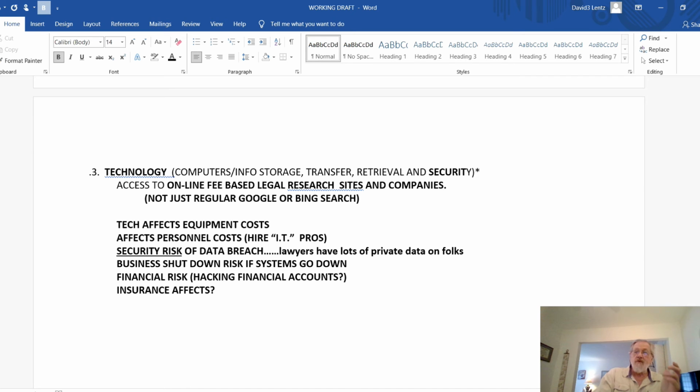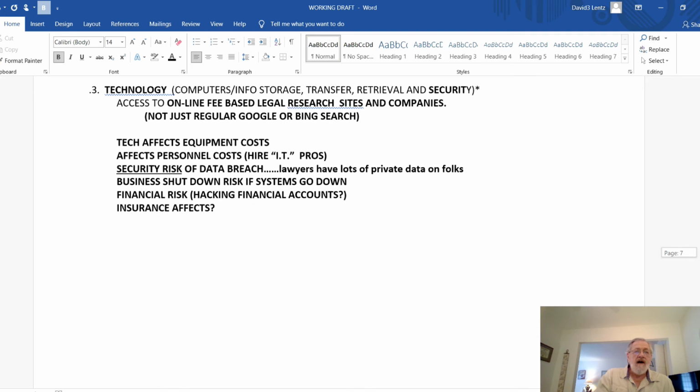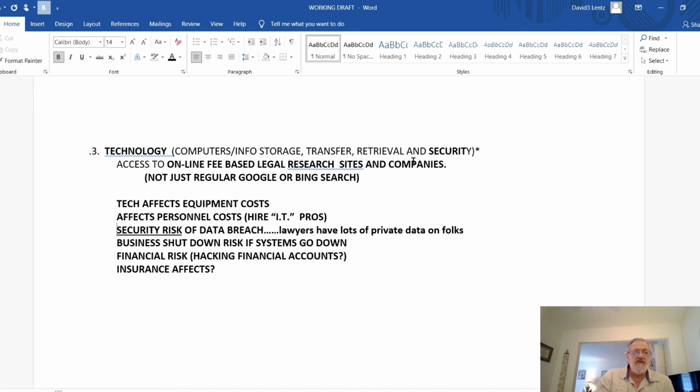Technology is an increasingly important issue. And one of the big reasons why is the security risk. Law firms have a lot of private data, and that makes them a real target for hackers. And so technology and safety, protecting against security risk.